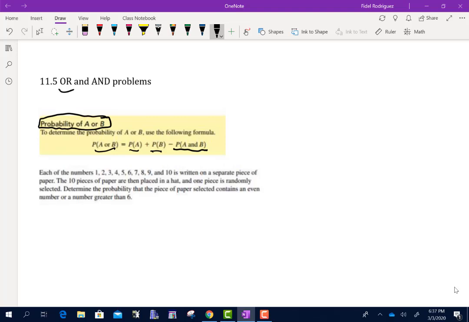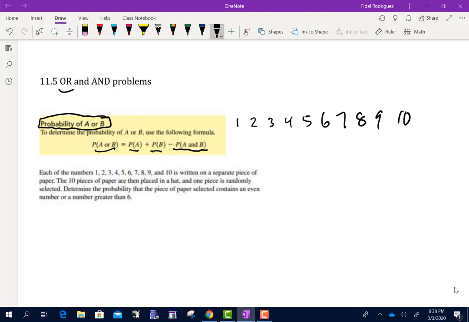It says each of the numbers 1, 2, 3, 4, 5, 6, 7, 8, 9, and 10 is written on a separate piece of paper. The 10 pieces of paper are then sealed in a hat, and one piece is randomly selected. Determine the probability that the piece of paper selected contains an even number or a number greater than 6. Okay, so let's think about this. We're going to have numbers 1, 2, 3, 4, 5, 6, 7, 8, 9, and 10.